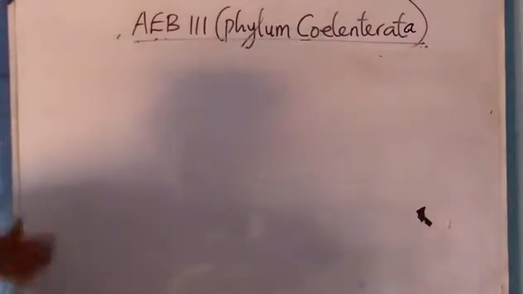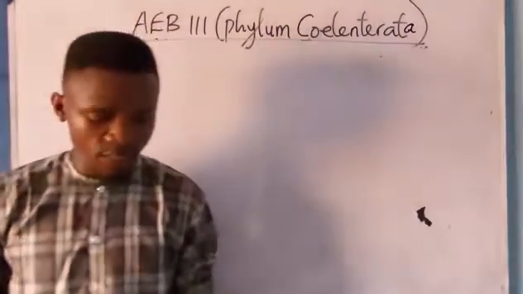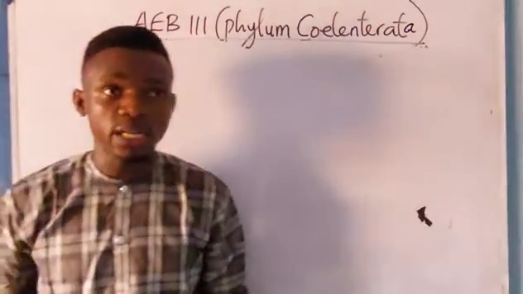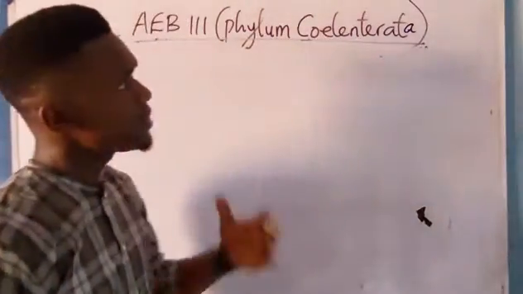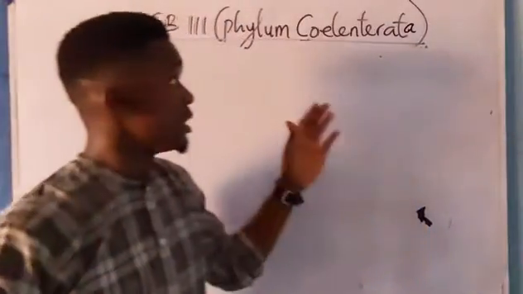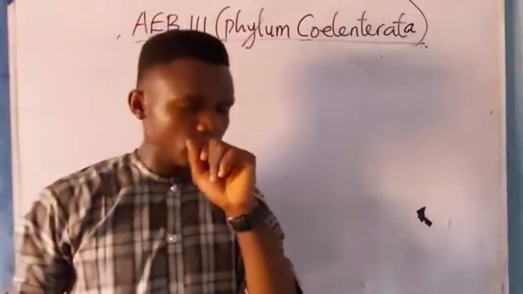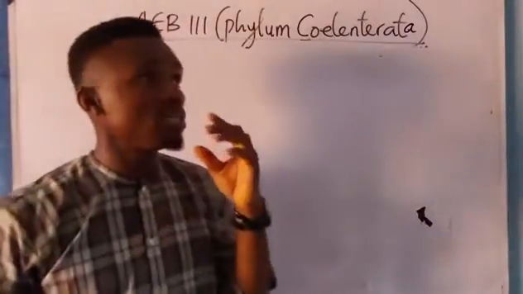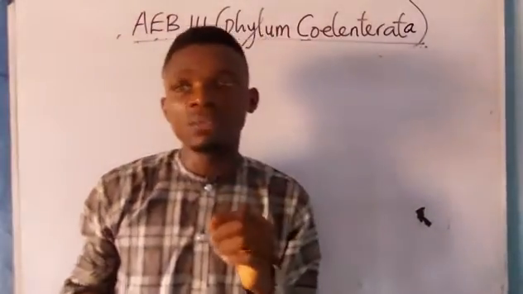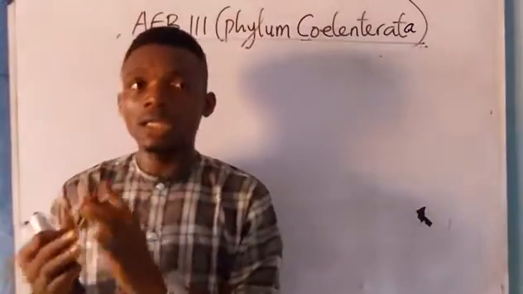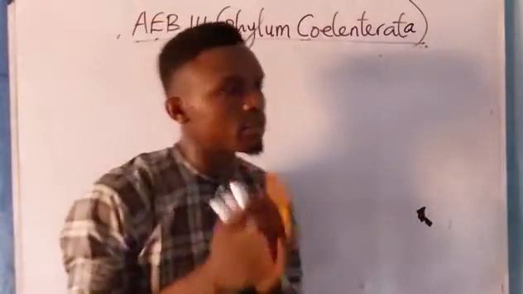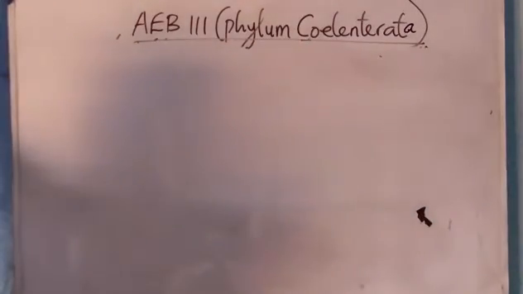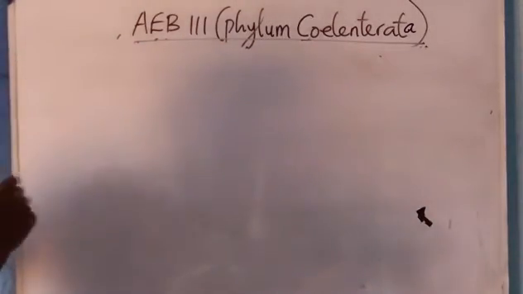Now we said that Hydra is polypoid. That is, it is exclusively polypoid, and it is sessile. It is attached. I told you before that the muscular layer of the cnidarians is arranged such that the outer is longitudinal and the inner is circular. Don't forget that.